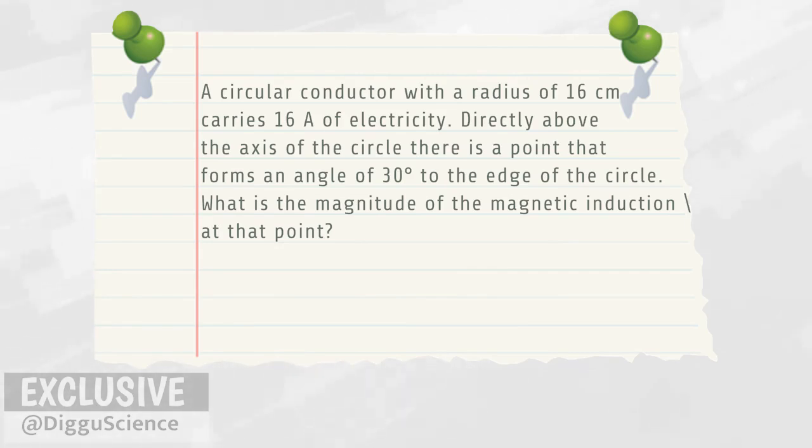Previously, we knew that around a conductor carrying an electric current there is a magnetic field. Well, these conductors have various shapes. One of them is a circle.